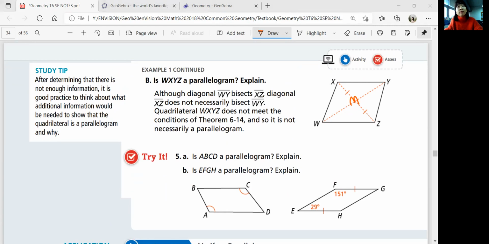So let's try number 5, A and B. See if you can determine if those quadrilaterals are parallelograms, and see if you can explain by which theorem. Okay, come back when you're ready for answers.